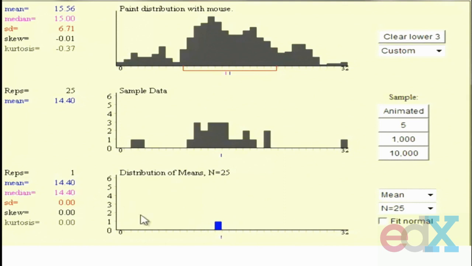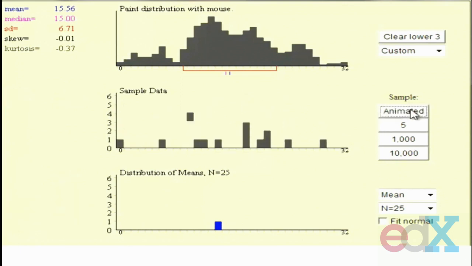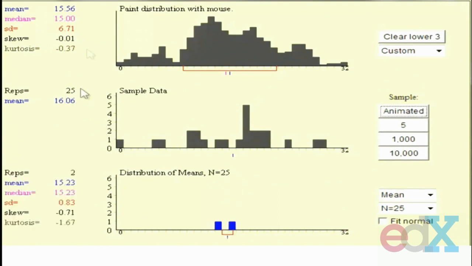What the software does is also retain that mean, the mean of the sample. Let's take another sample of size 25. This time we'll get another mean. This mean is 16.06. We could use this to estimate the population mean of 15.56. Or, what it also tells us is the mean of the 2 repetitions that we've taken so far. The mean of those 2 is 15.23.